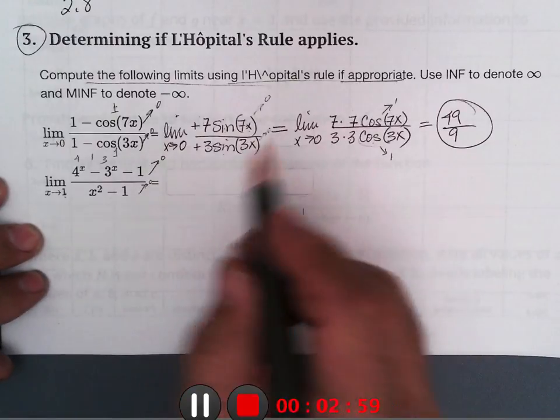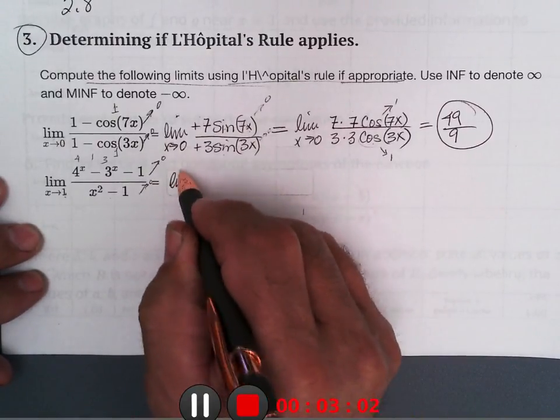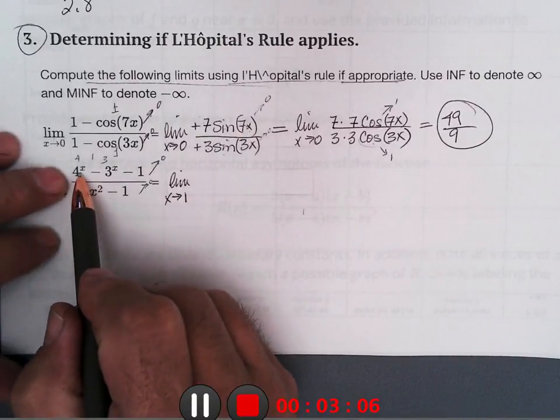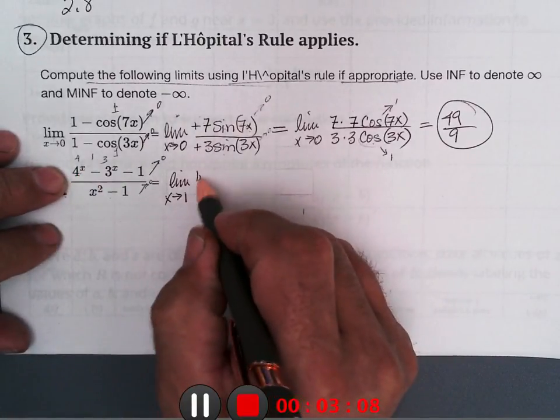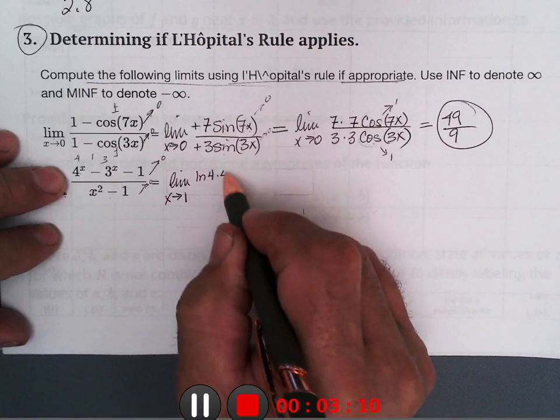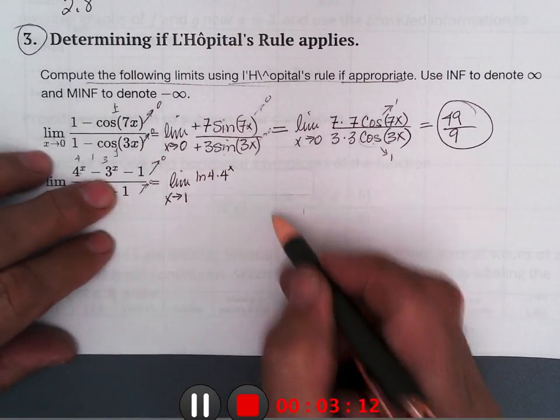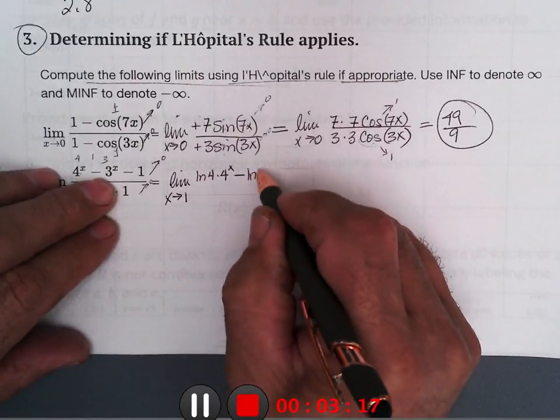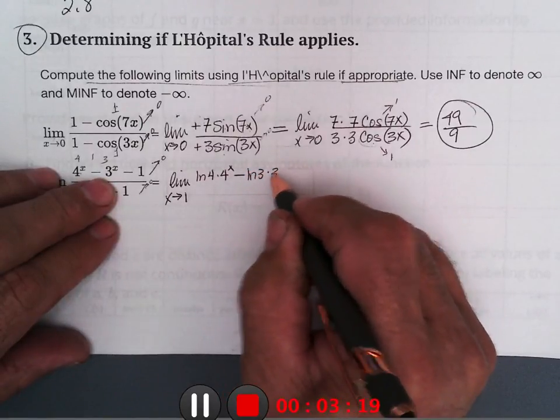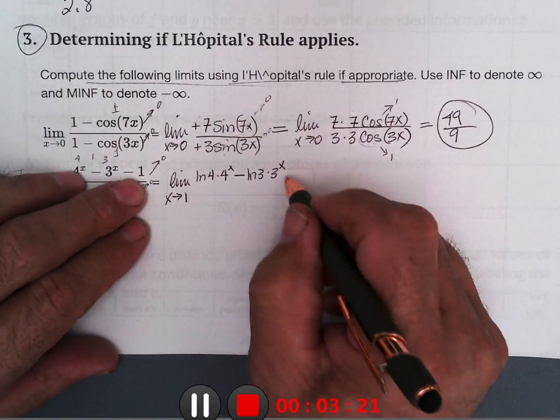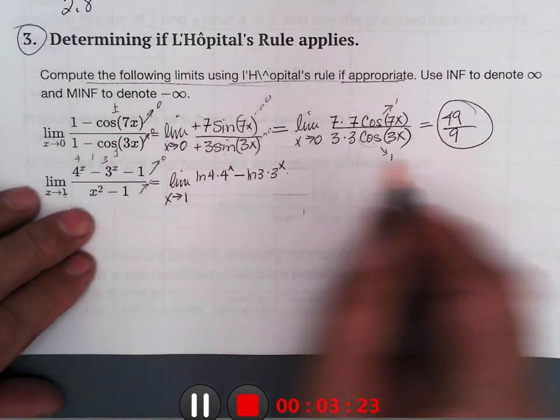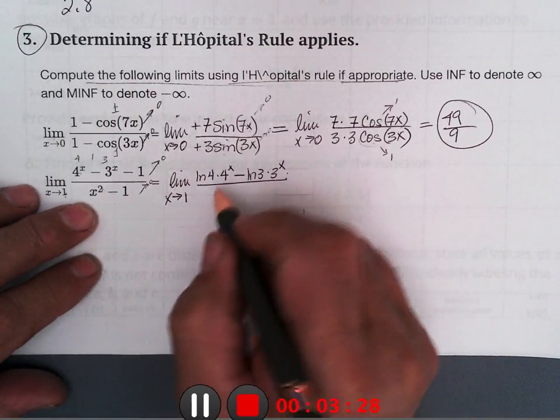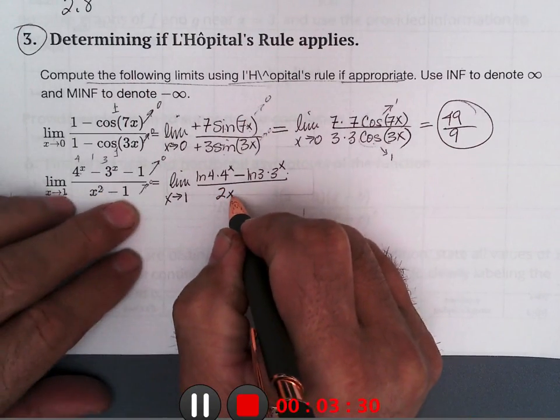So this becomes the limit as x approaches 1. The derivative of 4 to the x is ln 4 times 4 to the x, minus the derivative of 3 to the x, which is ln 3 times 3 to the x, and the derivative of 1 is 0, over the derivative of x squared, which is 2x, and the derivative of minus 1 is 0.